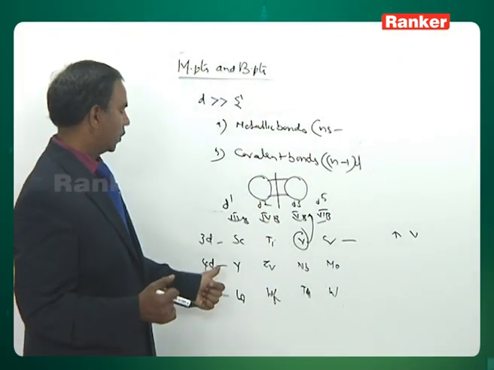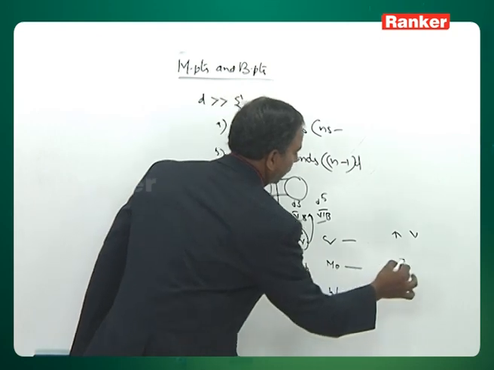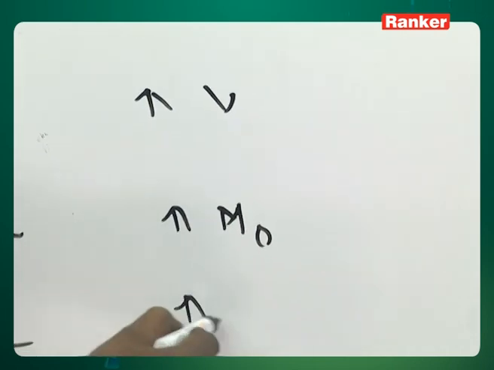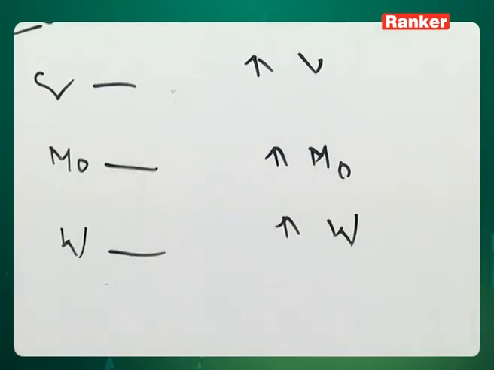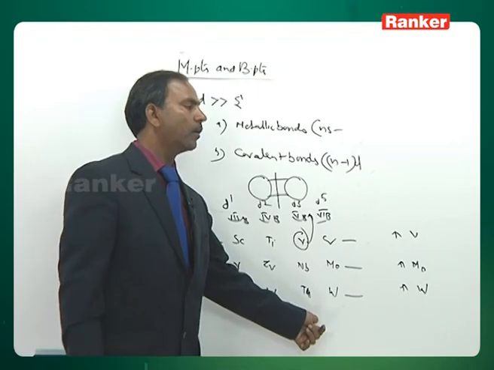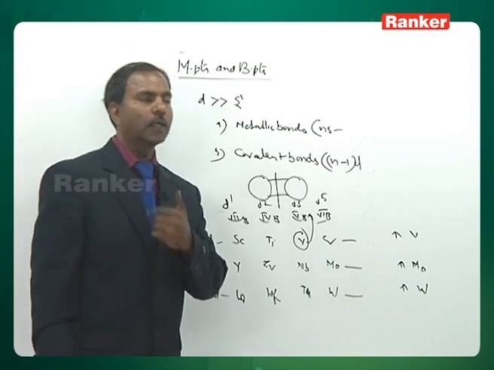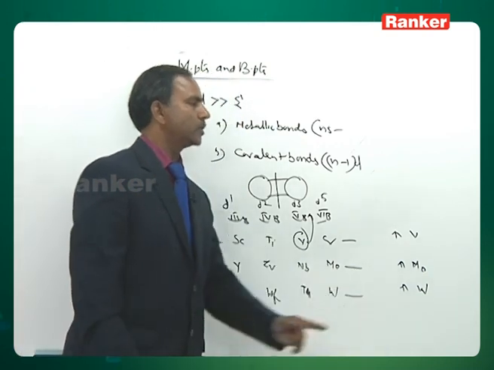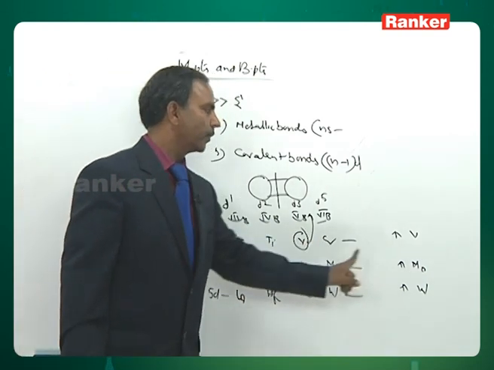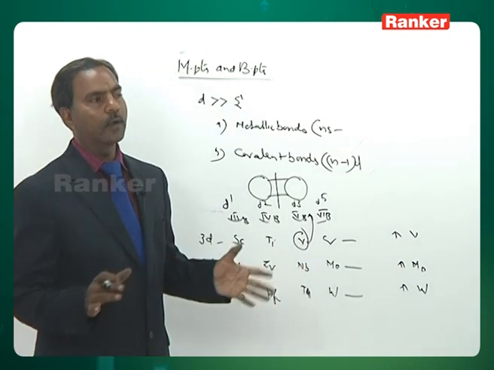Coming to 4D and 5D, the normal trend is observed. In 4D, molybdenum has the highest, and in 5D, tungsten has the highest. I already mentioned that among all the d block elements, or among all the metals, tungsten has the highest melting point, and the lowest melting point is mercury. Highest is tungsten and lowest is mercury. Among the 3D, highest is vanadium. Among the 4D, highest is molybdenum. Among the 5D, tungsten. Moreover, tungsten has the highest melting point among all the metals.